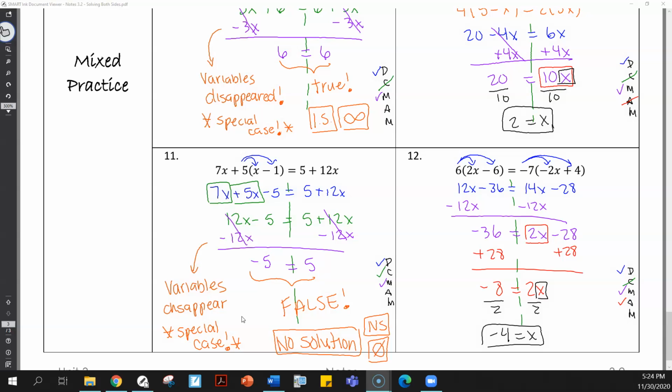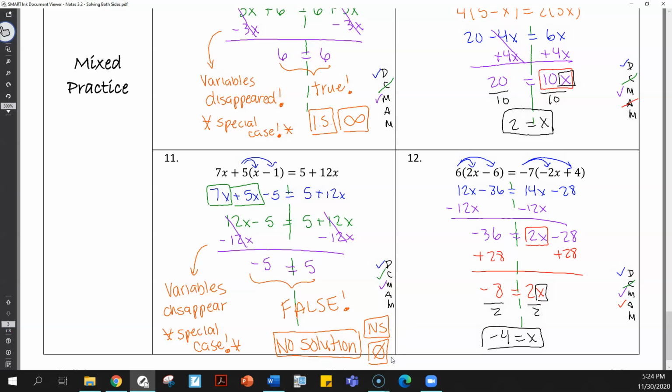When you get through this, you should notice that when you move your -12x from one side to the other, all of your variables disappear. I'm left with -5 and 5. Be careful. -5 does not equal 5. -5 and 5 are not the same thing. Just because they have the same number value does not mean that they are the same. -5 and +5 are different. So this is false, and thus it is no solution. There is never any number that will make this equation true. So you can either write out no solution, you can do NS, you can do the null set, the circle with the line through it. I don't care, but you have to tell me that there are no solutions or no answers to this problem.